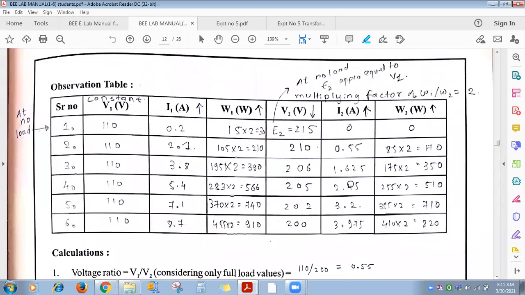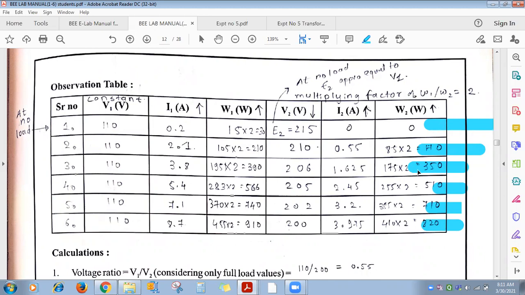First, one reading we are going to take at no load. Out of the 6 readings, for the first one we are going to keep the secondary of the transformer open, meaning no load will be on it. Then from the second reading, 2 lamps in parallel, then 4, 6, 8 and 10 lamps in parallel across the transformer will be connected, and that's why it is called the direct loading method. You directly apply the load on it. So the load on the transformer will go on increasing.